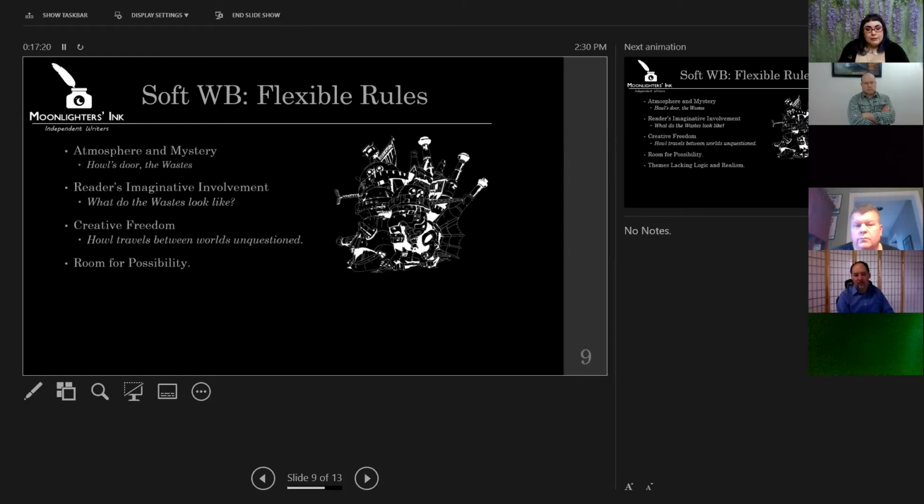Soft world building leaves room for possibility. And this is where I'm going to touch on Harry Potter very briefly. Harry Potter is a great example of soft world building, but J.K. Rowling's urge to clarify things that happened after the books came out damaged her soft world building, in my opinion. What I mean by that is room for possibility in soft world building means you can build your world as you write your story.